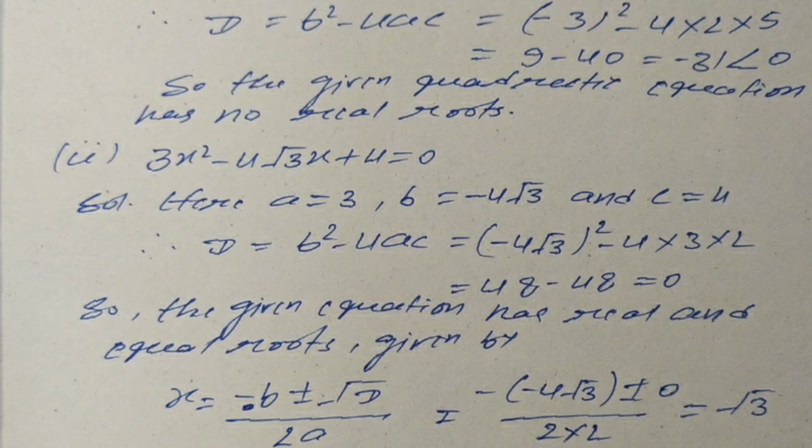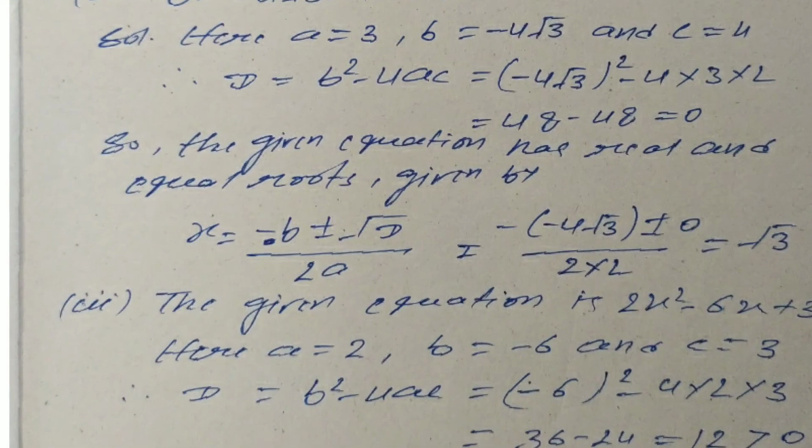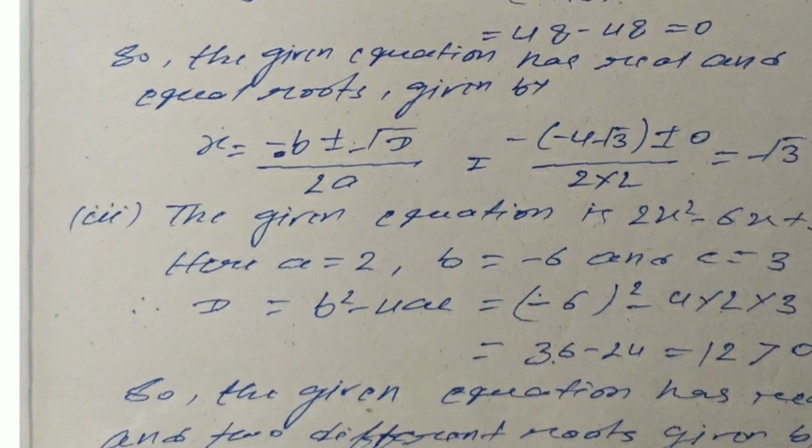So we can find out the root of the quadratic equation by the formula x equal to minus b plus minus under root D by 2a, equal to 4 under root 3 plus minus 0 by 2 into 3, that is 6, equal to 2 by under root 3. So it has equal roots, and that root will be under root 3.